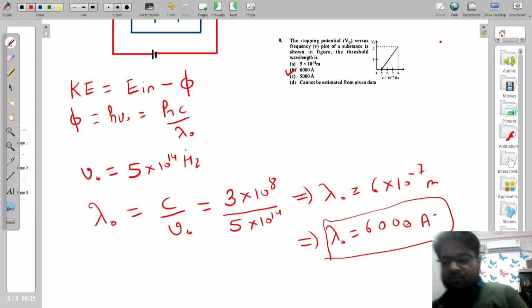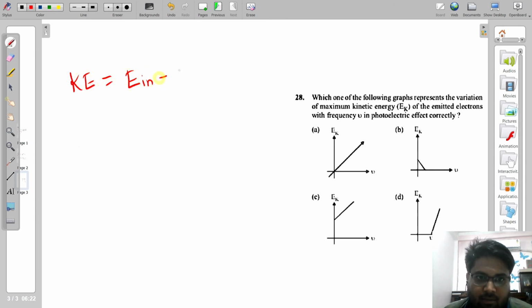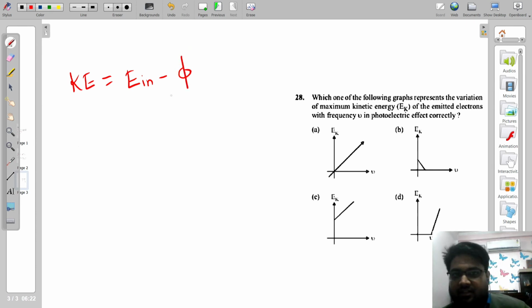Now we are moving towards another problem. Okay, so this is the problem given. In this problem it is asked which one of the following graphs represents the variation of kinetic energy of the emitted electron with frequency v in photoelectric effect correctly. So again we apply the same formula. Kinetic energy is equal to energy incident minus work function. Now work function is having threshold frequency.